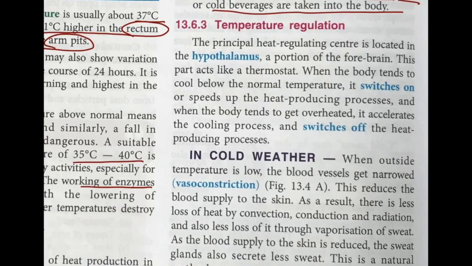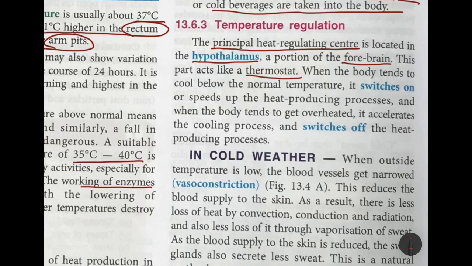So the skin is responsible for regulation of temperature of our body. Remember children, the principal heat regulating center, the main heat regulating center, you'll find it in the hypothalamus. Hypothalamus is a part of the brain. Forebrain means the brain which lies in the front. Okay, so this part acts like a thermostat. You know what a thermostat is, which regulates temperature on electronic devices.